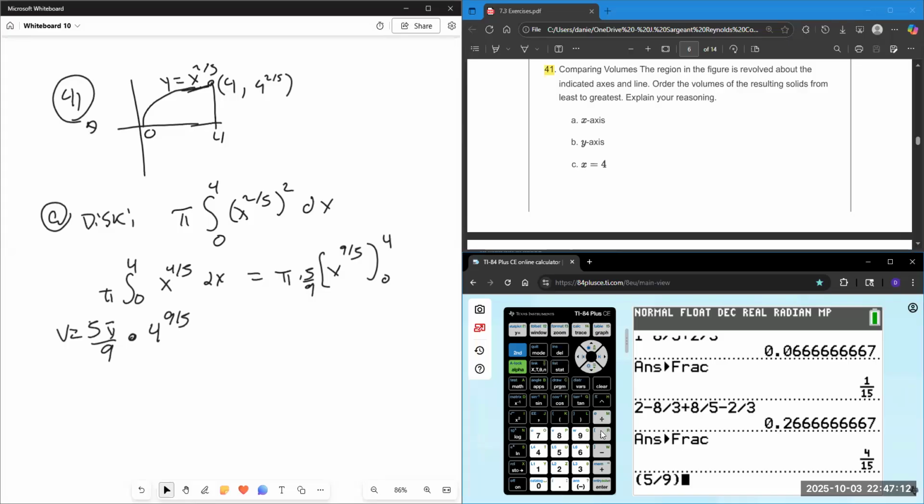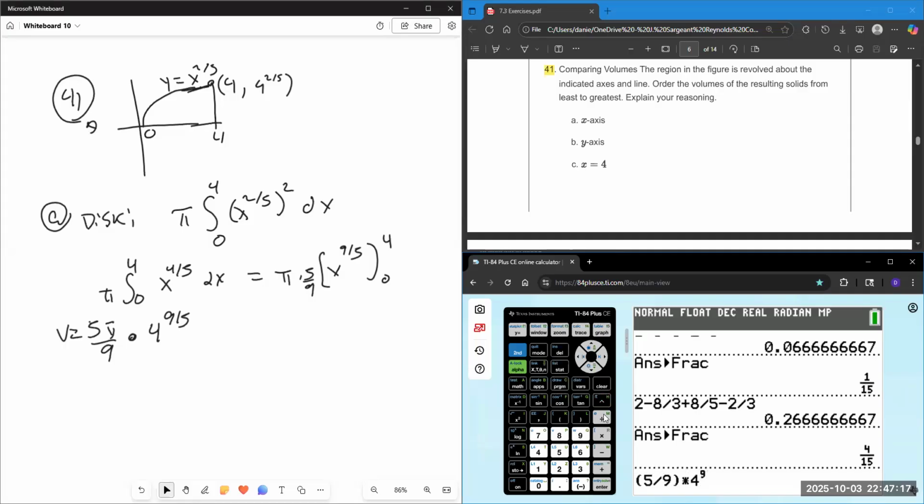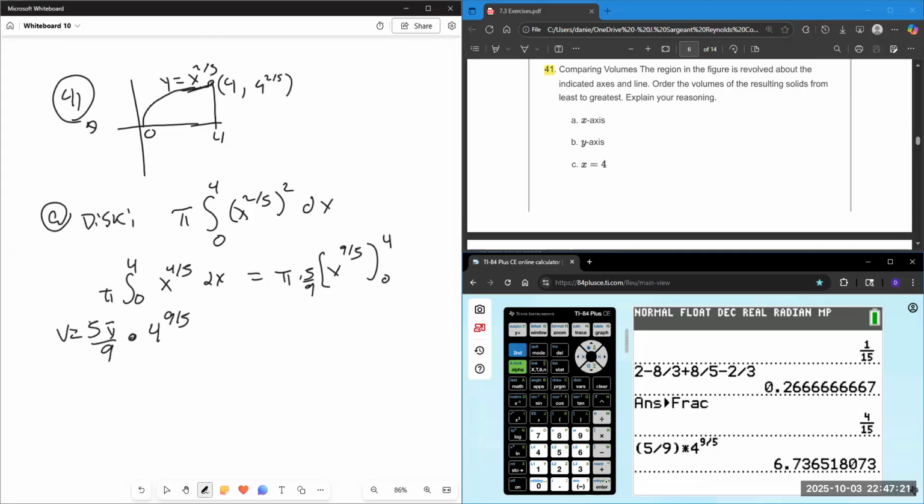5/9 times 4 to the 9/5 is about 6.7365 pi. All right, now for part B, we'd like to go about the y-axis instead. So I'd like to still keep my rectangles vertical here. So I'm going to use the shell method now.